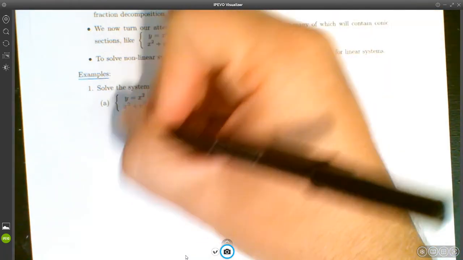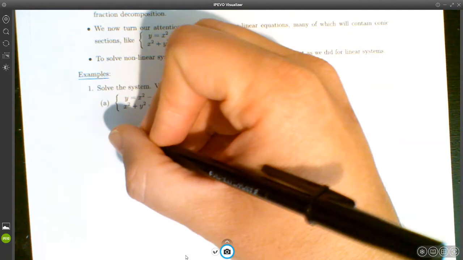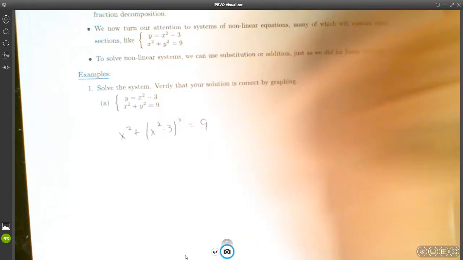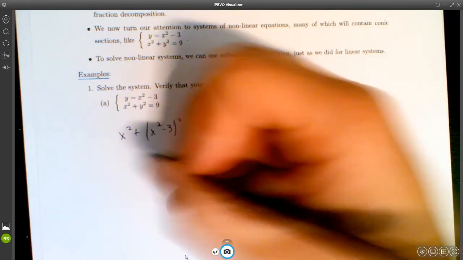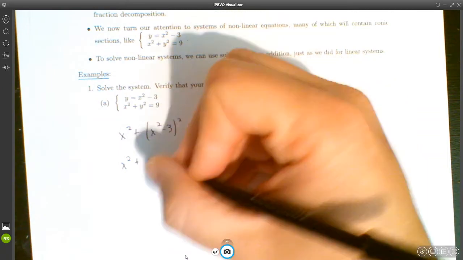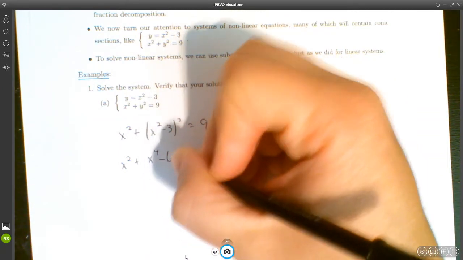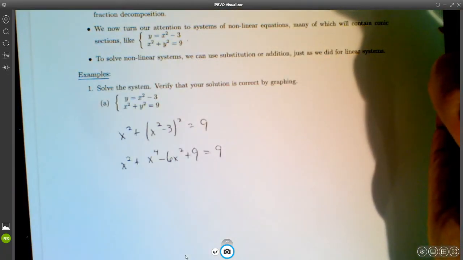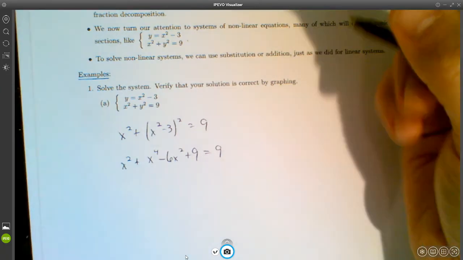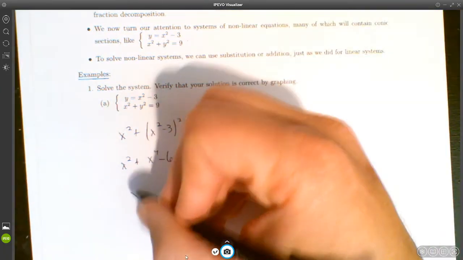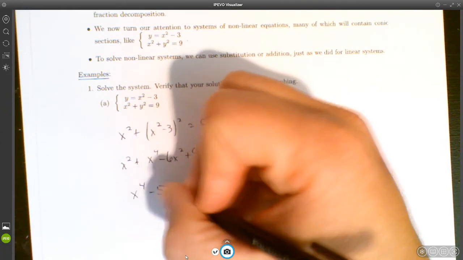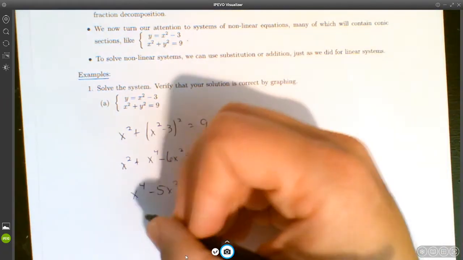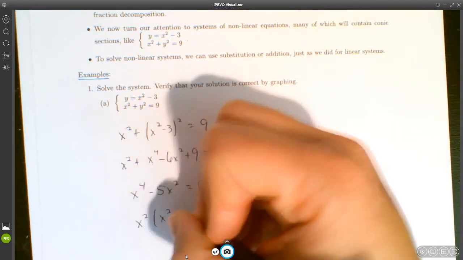So I'm going to plug the top equation into the bottom one and get x squared plus y squared equals 9, right? So what is this now? This is going to be x squared plus x to the 4th minus 6x squared plus 9 equals 9. Okay, and let's combine our like terms. So I've got x to the 4th minus 5x squared equals 0 when I move the 9 over. Oh, this isn't bad, as it turns out. This is just x squared times x squared minus 5.